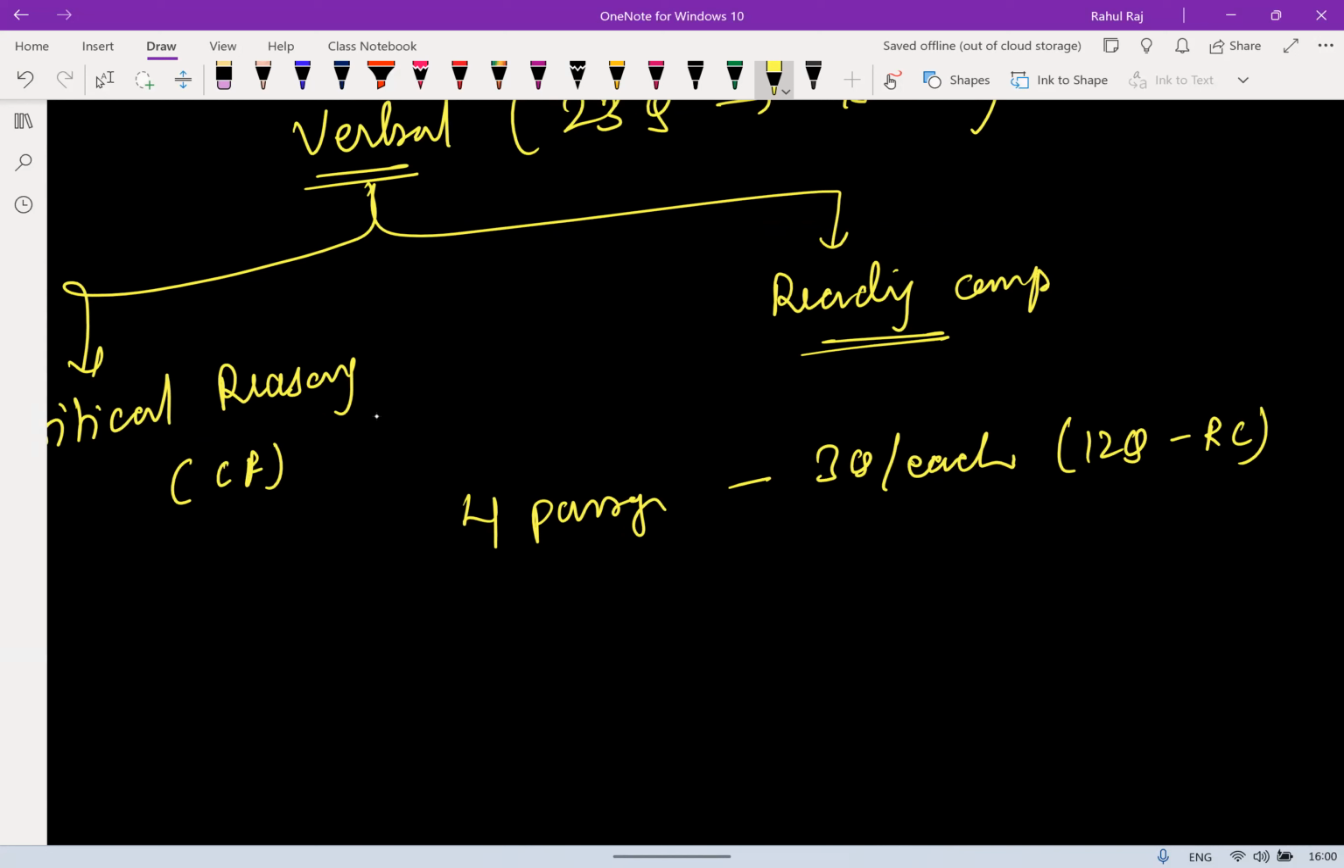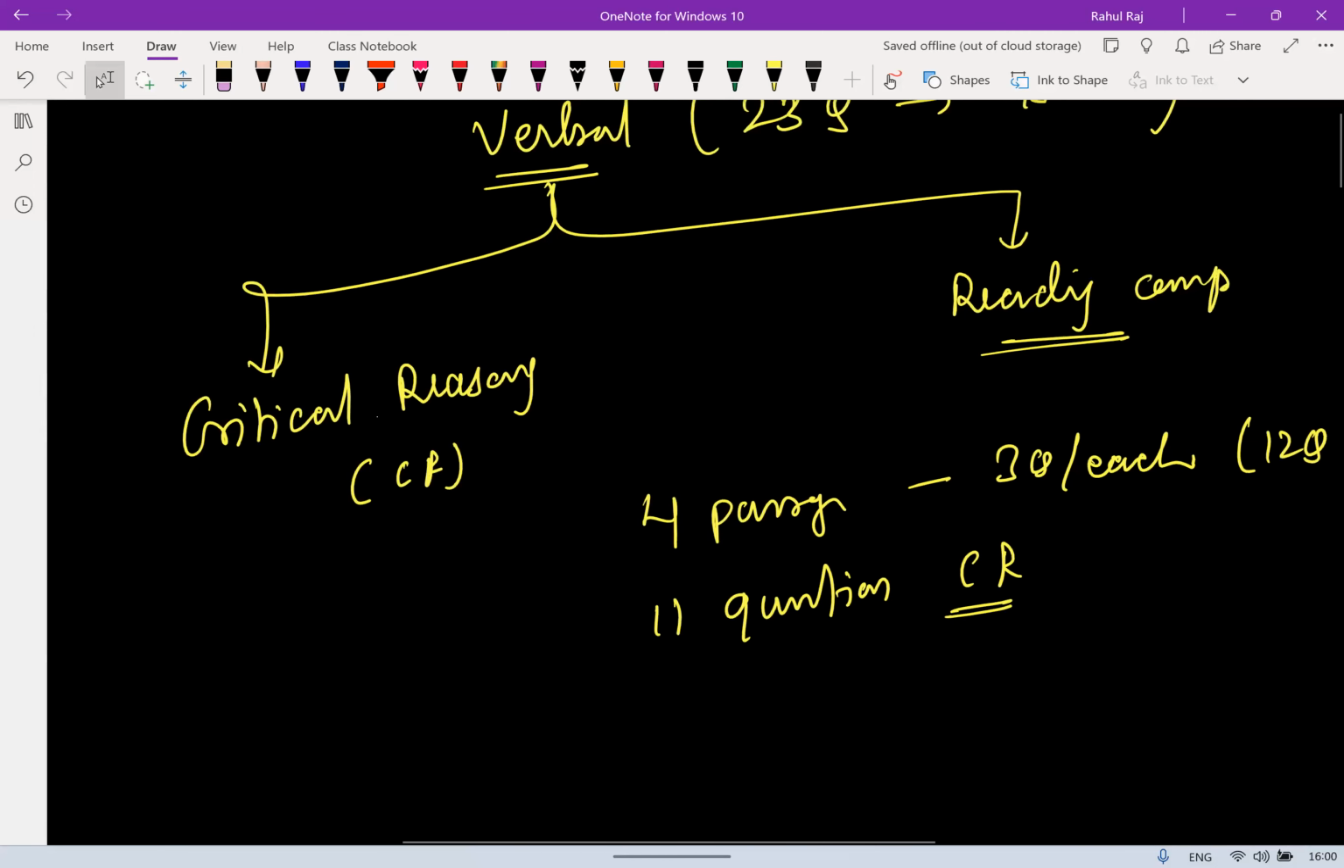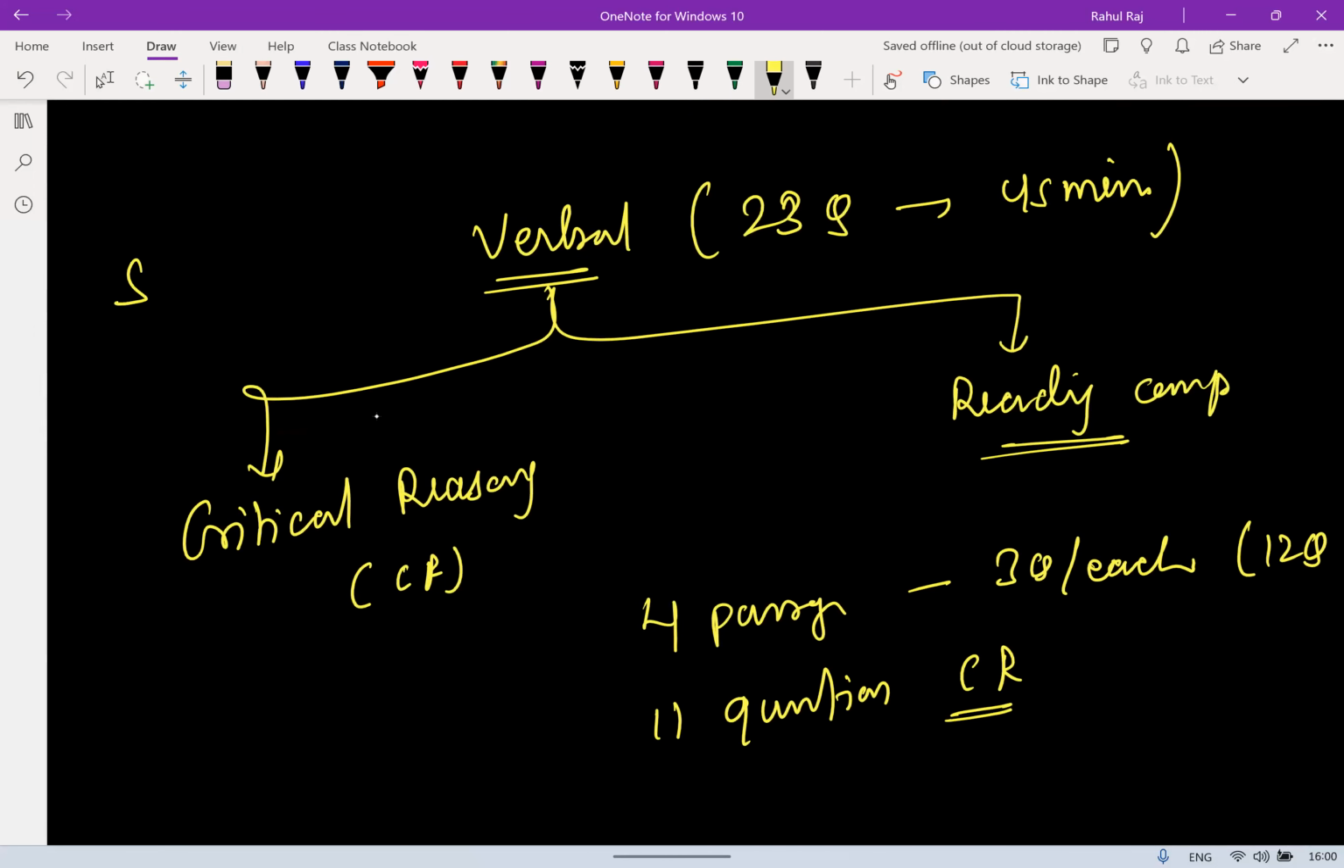And you will have 11 questions of CR in the exam. So please understand, there is no sentence correction now. This was a very daunting topic. It used to almost take 1.5 months to have a hold of sentence correction.